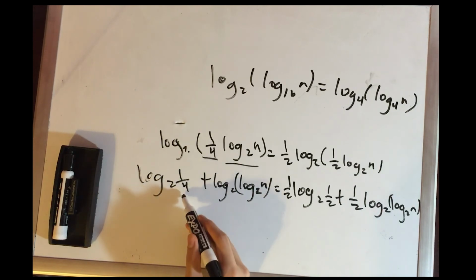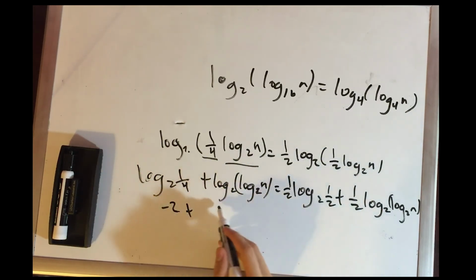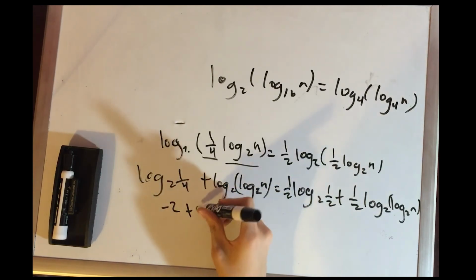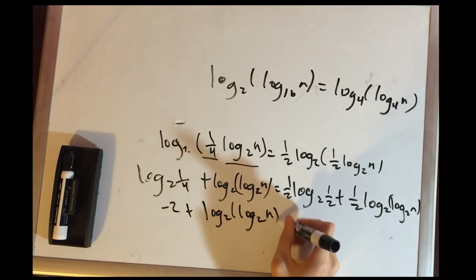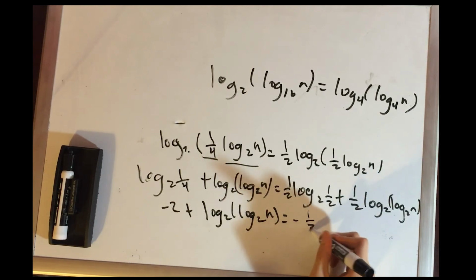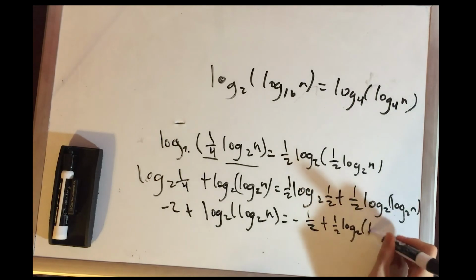So log base 2 of 1/4 is just going to be -2. And log 2 of log 2 of n, you can't simplify that yet. We'll just write it as log 2 of log 2 of n. And then log 2 of 1/2 is going to be -1, times 1/2 is going to be -1/2, plus 1/2 of log 2 of log 2 of n.